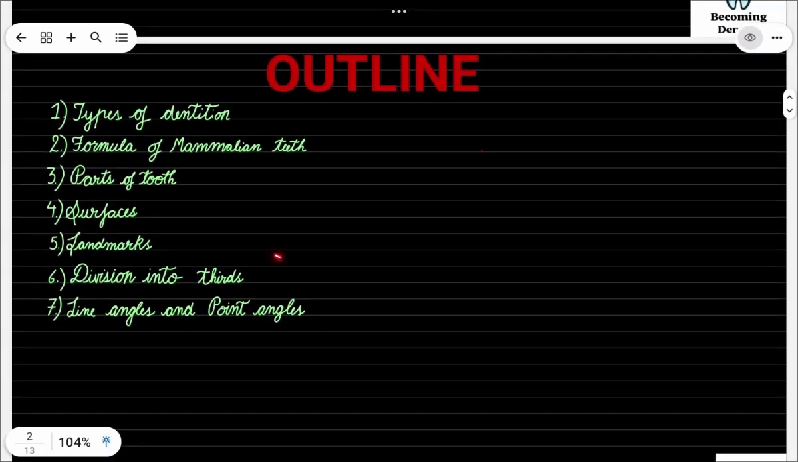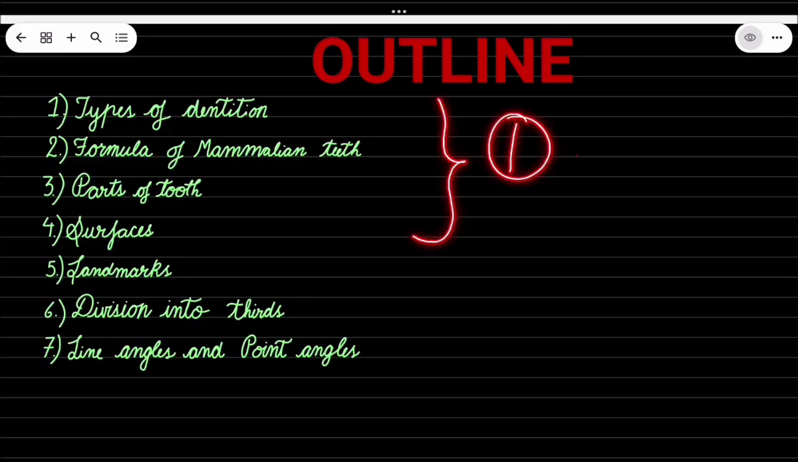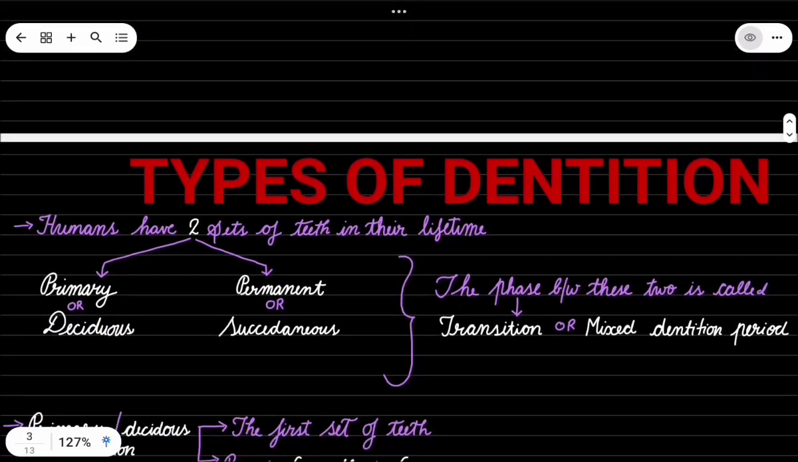So, this lecture will be divided into 7 main topics, that is the type of dentition, the formula of mammalian teeth, parts of tooth, surfaces, landmarks and division into thirds. To make this simpler, we shall be learning about only 4 topics in today's video in part 1, and in part 2 we shall be covering the other 3 topics. So, starting with the type of dentition.